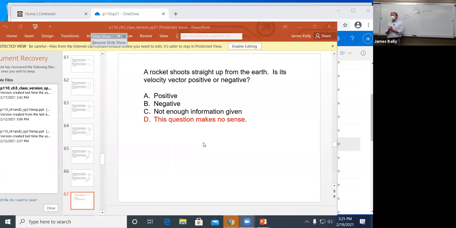Why wouldn't the answer make any sense? Or what might you be tempted to say there? What do you think the most common response is? A rocket shooting up from Earth. Is the velocity vector positive or negative? Yeah, positive. And why are you saying positive? What can you point to? It's going up, and up is always positive, right?